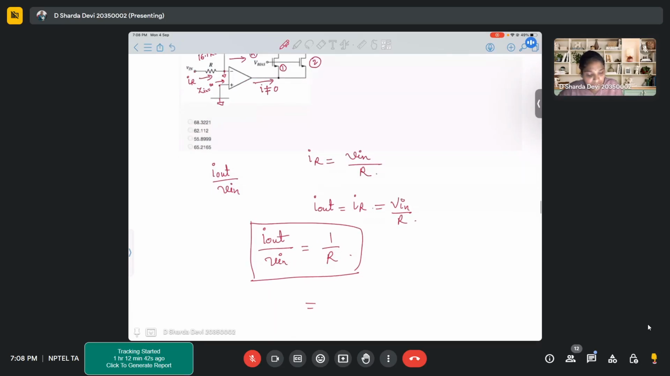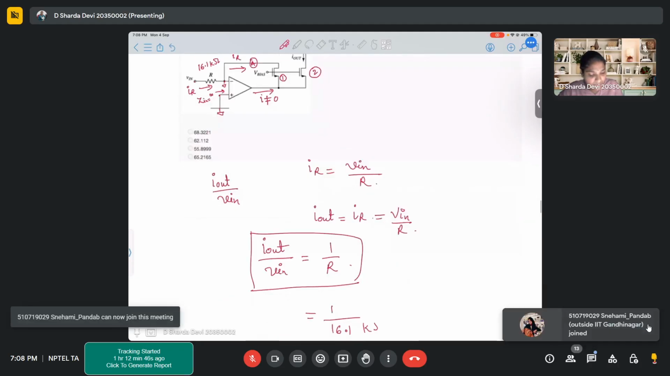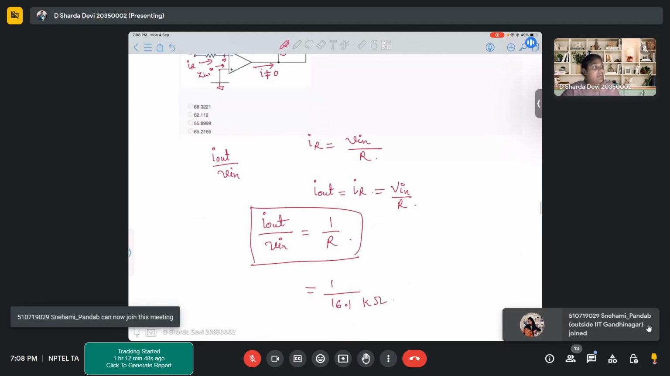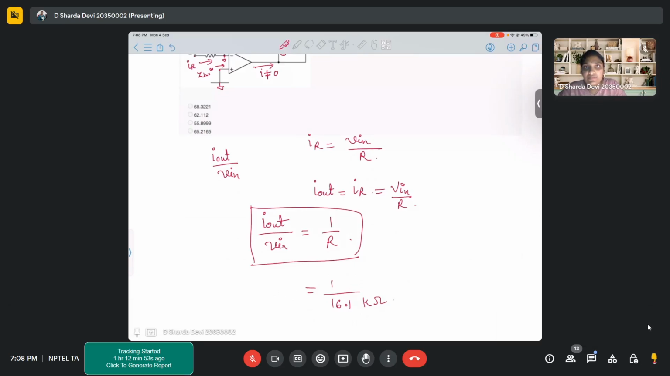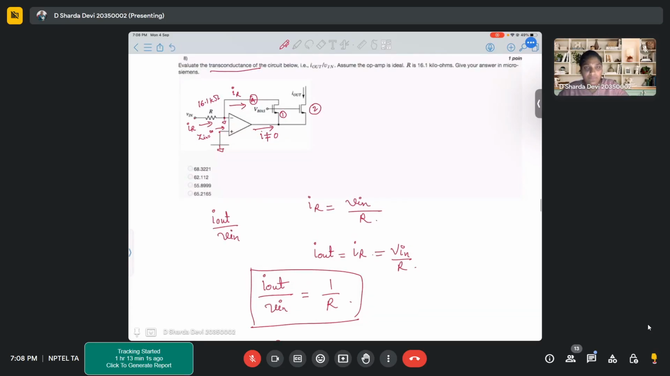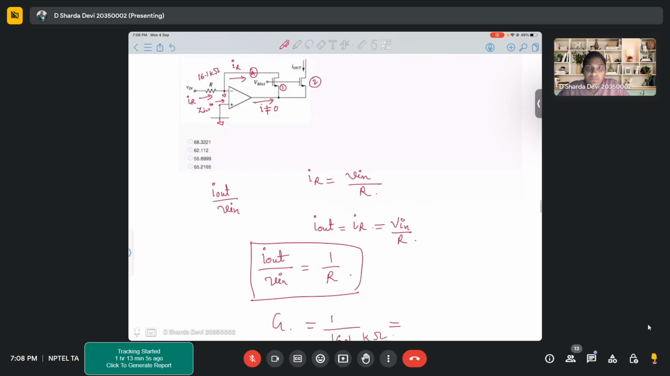Now simply substitute the values: 1 by 16.1 kilo ohms. So what is the value of I out by V in that you are getting? That's 62.112 microsiemens.